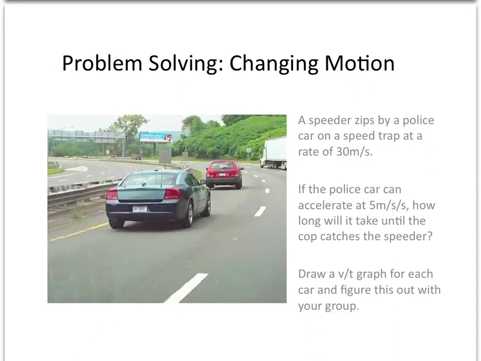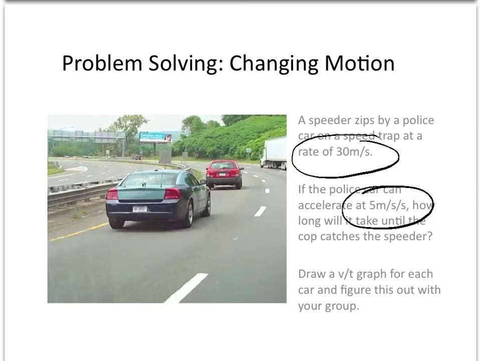So a situation where that would occur would be one like this, where we have a speeder who zips by a police radar trap at some speed right there. And they don't ever tell us that the speeder speeds up, so we're going to assume that means a steady speed. But we also notice that the police car can accelerate, and they give us this term right here.